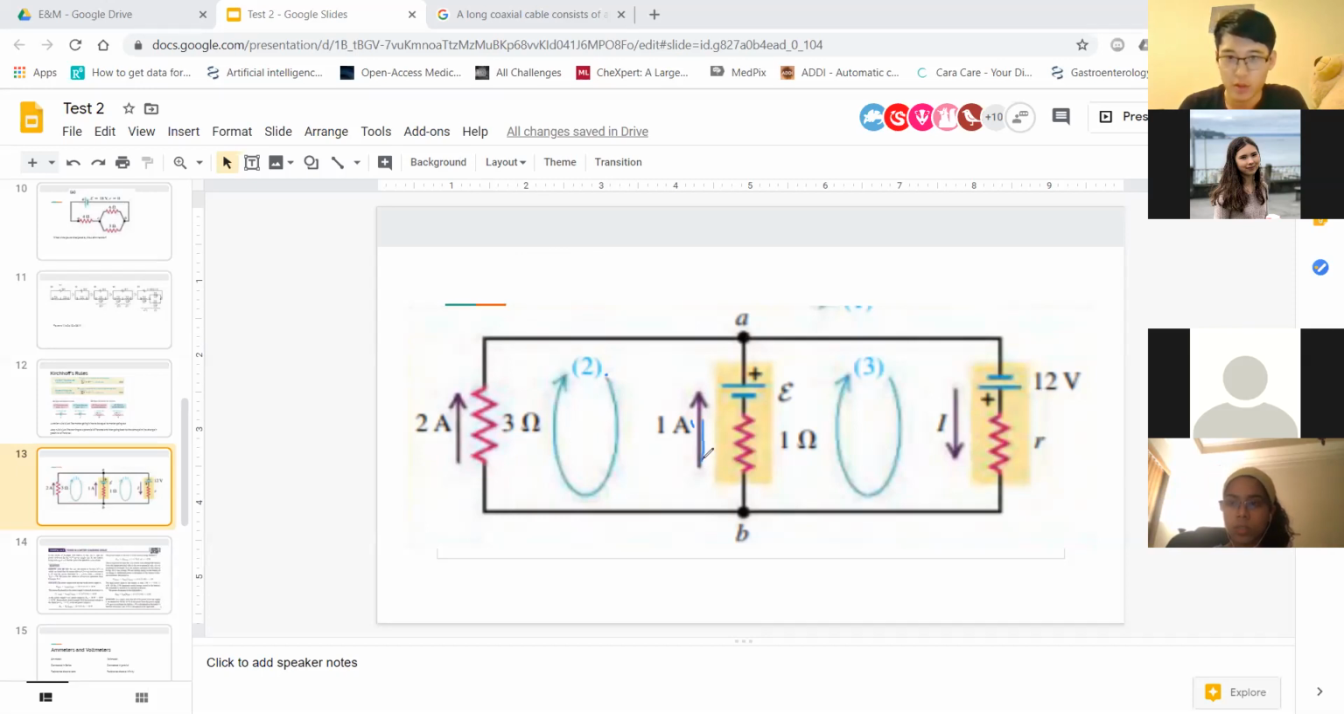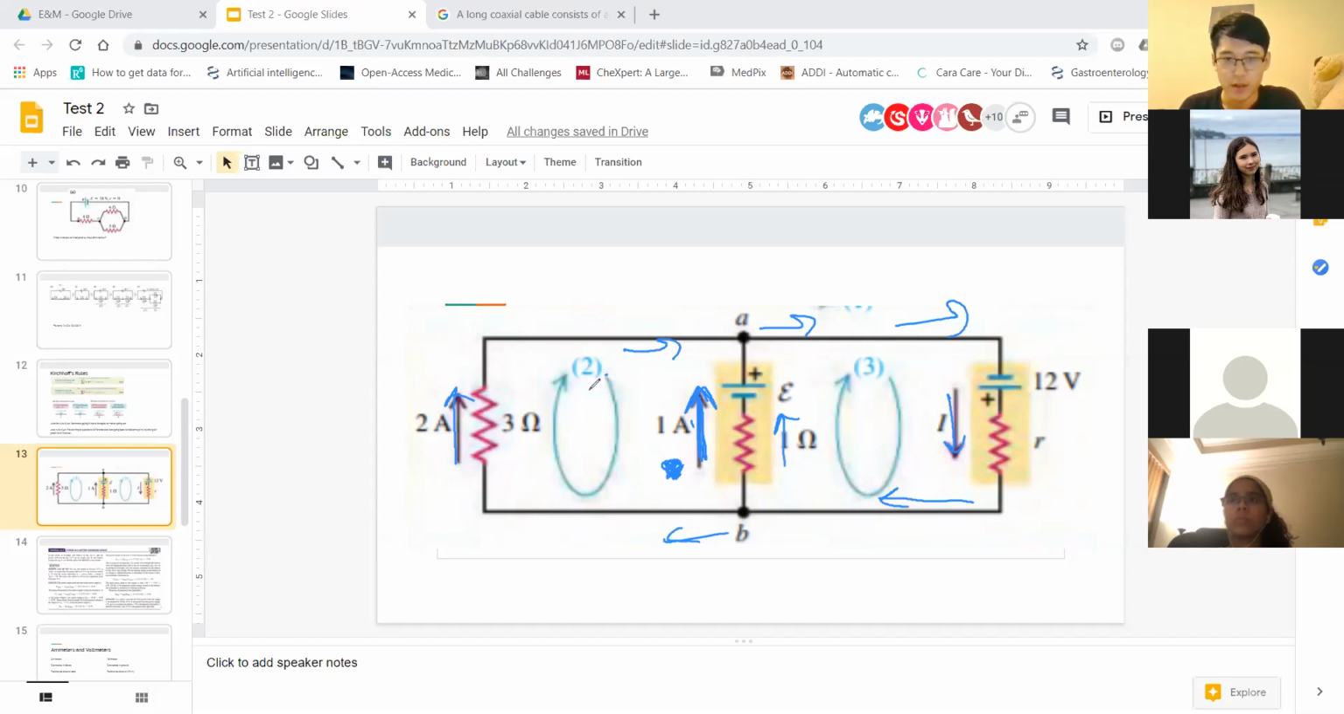So we'll define the current direction here to be going like this. If we get a negative value, that simply means the current is going in the opposite direction. But we have to define this direction in the very beginning so that we stay consistent. Define this one to be here and this one to be here, and this is where each current goes in and comes out. This is just following a loop around.